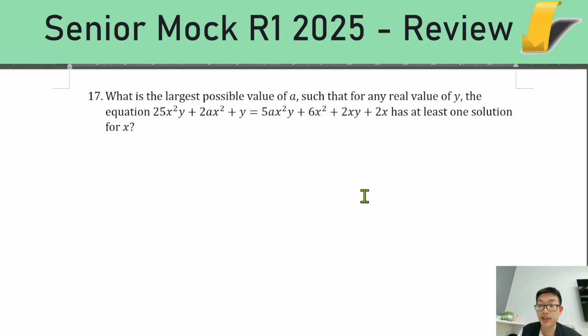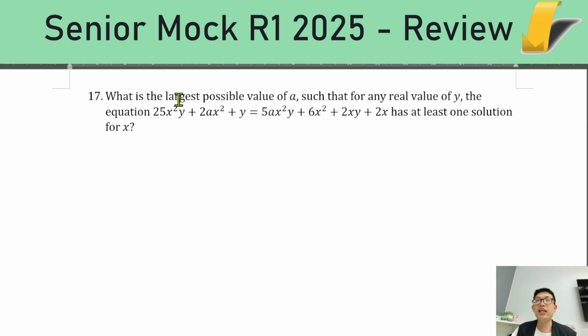Next up, question 70. Largest possible value of A such that for any real value of Y, this equation has at least one solution for X. Before we do anything, let me just tell you that this question took a very long time to set. It takes longer for me to set than it takes for you to solve for sure.